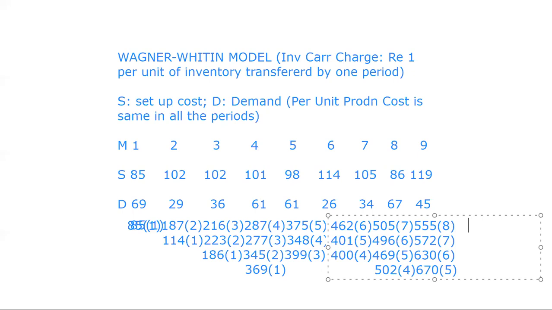So how much is my total cost? Sir, 555 plus 119 equal to 674. And I produce in period number 9. Okay. And I come down here. If I were to produce in period number 8, what is my total cost? 555 plus 45. 600.